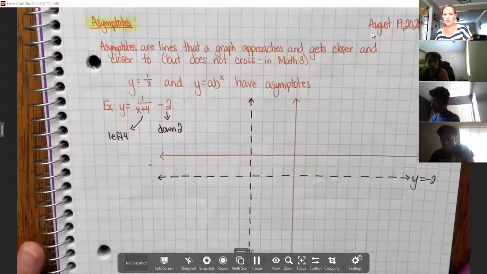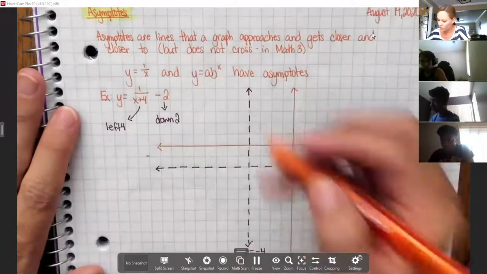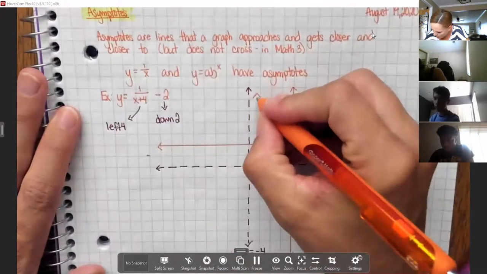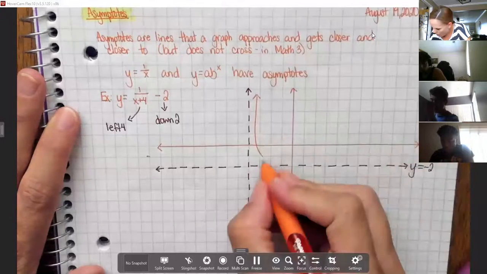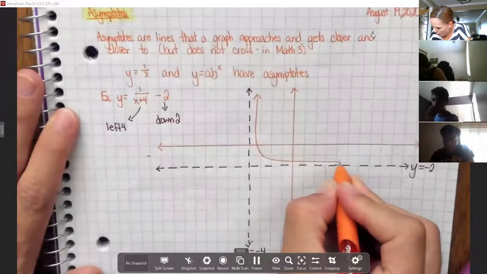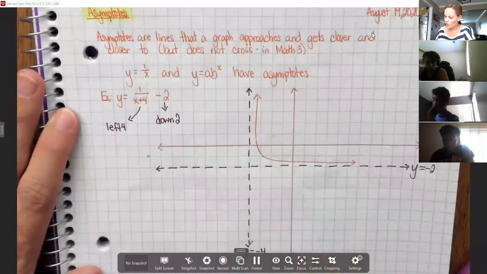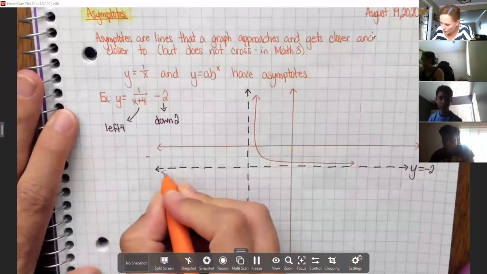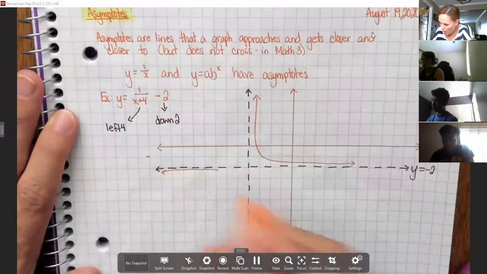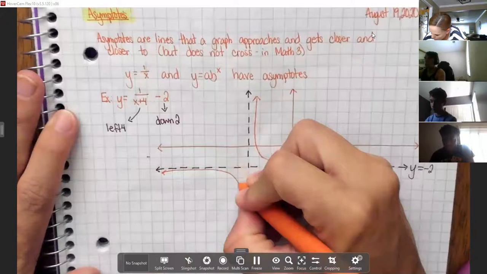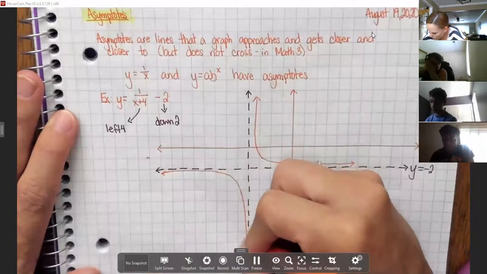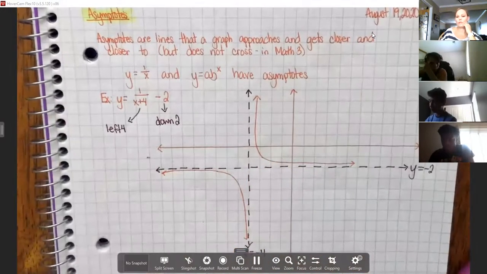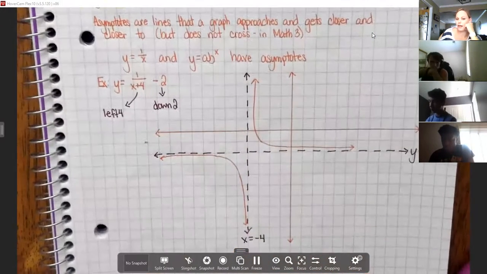And I'll just sketch the graph from there. So remember, it's going to have these two pieces. That curve gets closer and closer to this asymptote. And that graph will look something like that.